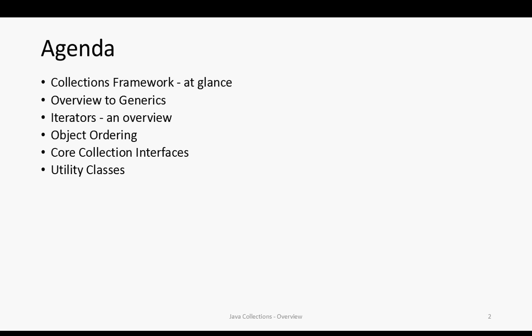We will give you the gist of all the implementations that we have for the collections, but we will specifically talk about a few known APIs, known data structures, in brief. And then we will talk about the utility classes. What are the utility APIs, static APIs that have been exposed to us from the Java Collections Framework.